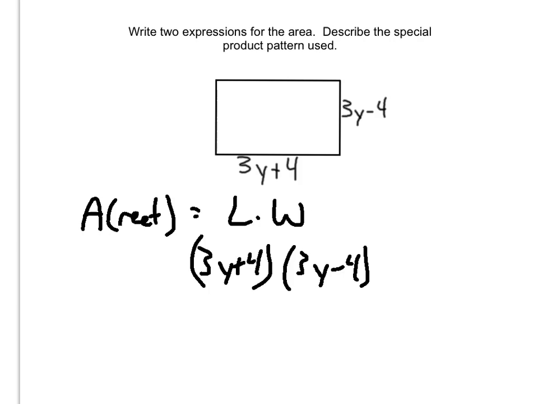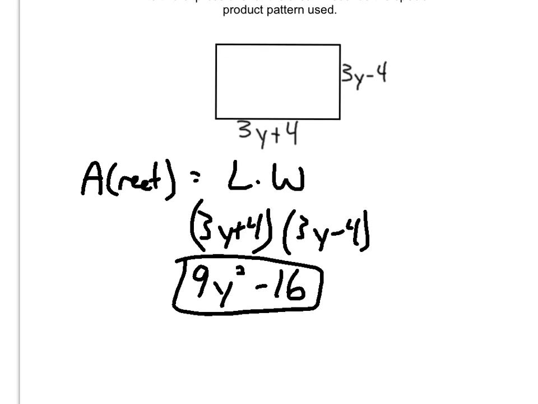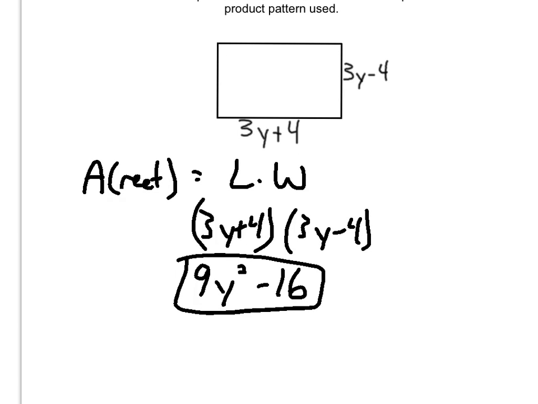Again, instead of FOILing, I can recognize this is the same binomial, just one is plus, one is minus. So I'm going to take the first term and square it. 3y times 3y is 9y squared. And then I'm going to subtract the second term squared. 4 times 4 is 16. And there's my simplified area. Okay, and then they want us to describe the special product pattern used. Well, that was the sum and difference pattern.